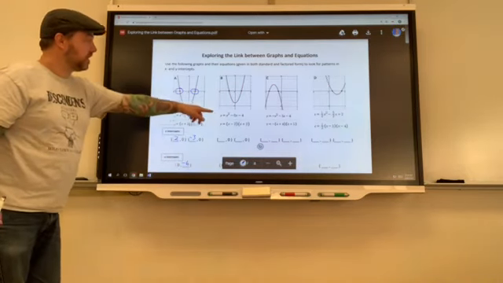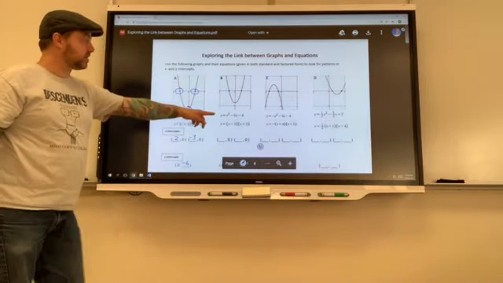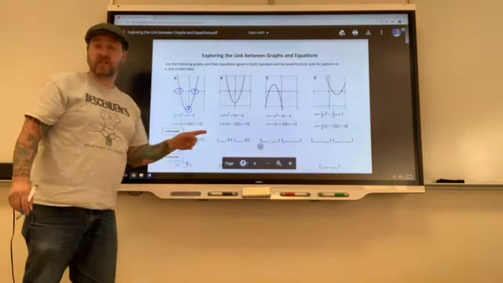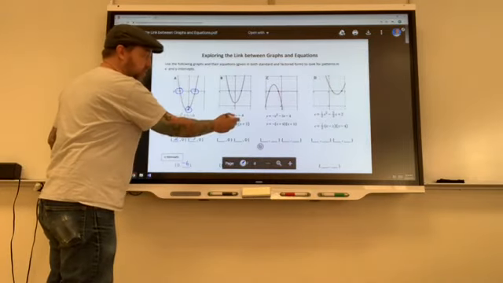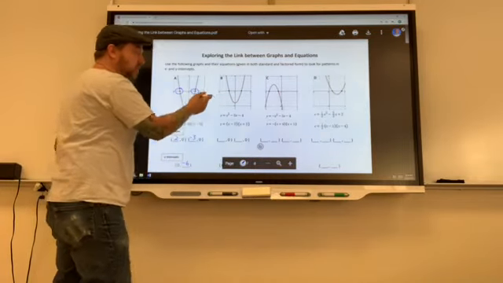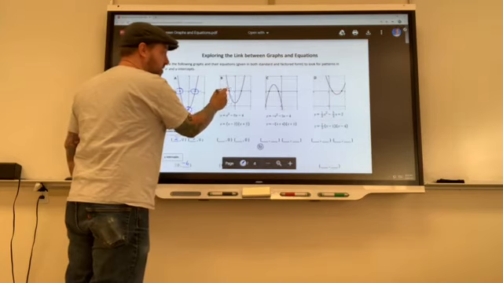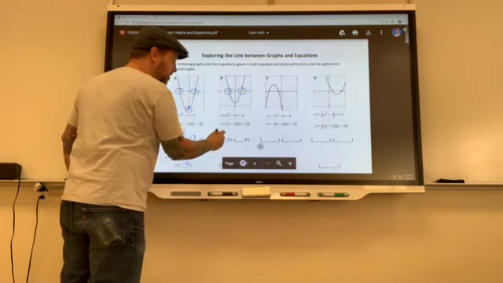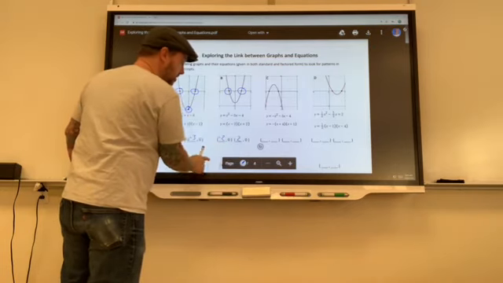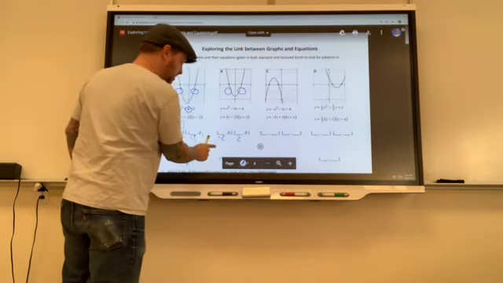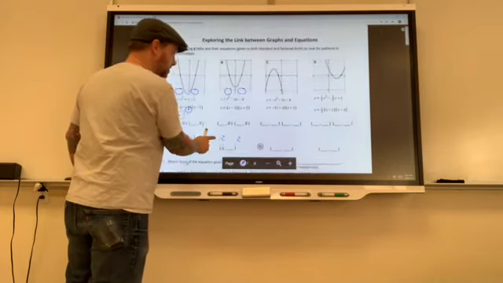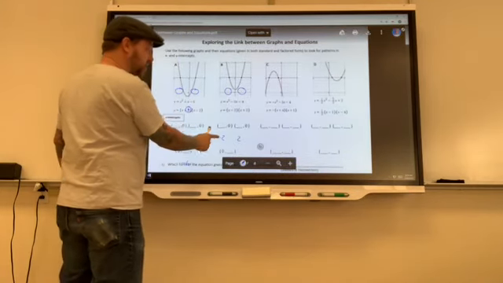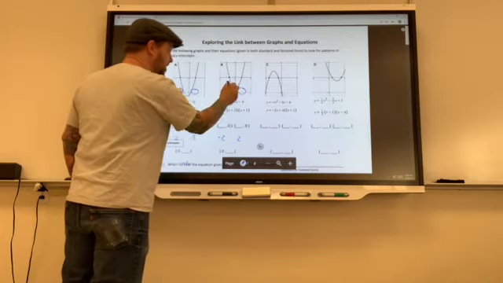All right, let's look over here. x squared minus 0x minus 4. It's just a difference of squares, right? x minus 2 times x plus 2. Okay, so what are the x-intercepts? Right there at negative 2 and positive 2. What is the y-intercept? Right there at negative 4.